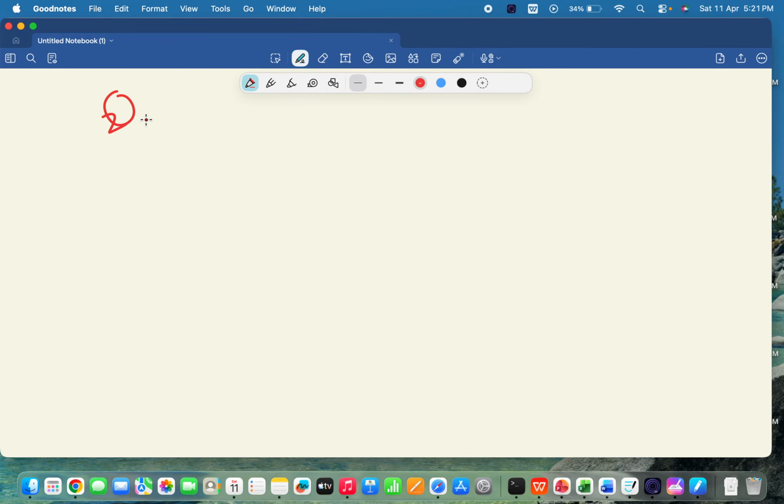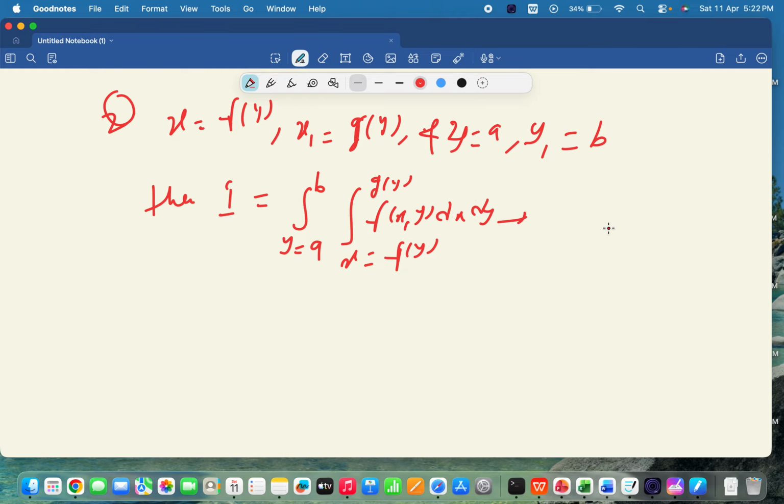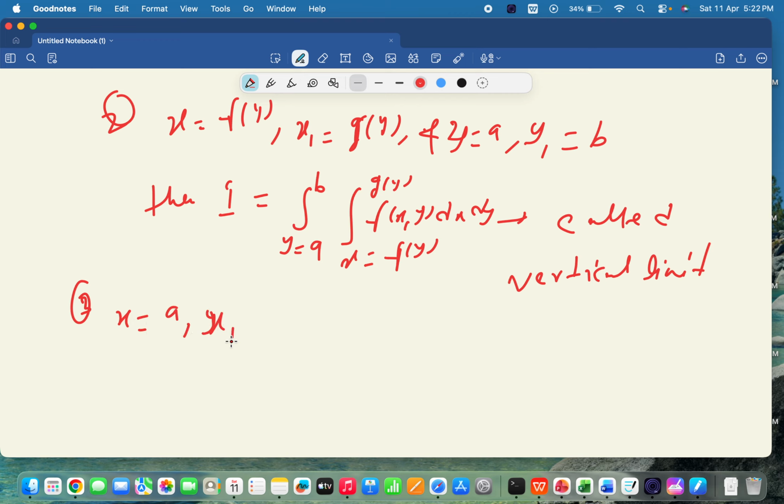And second, if x is equal to f of y and x1 is equal to some g of y, and y is equal to a and y1 is equal to b, then this I will be represented with y is equal to a to b and x is equal to f of y to g of y, with the function f of x comma y dx dy, and this is called vertical limit.